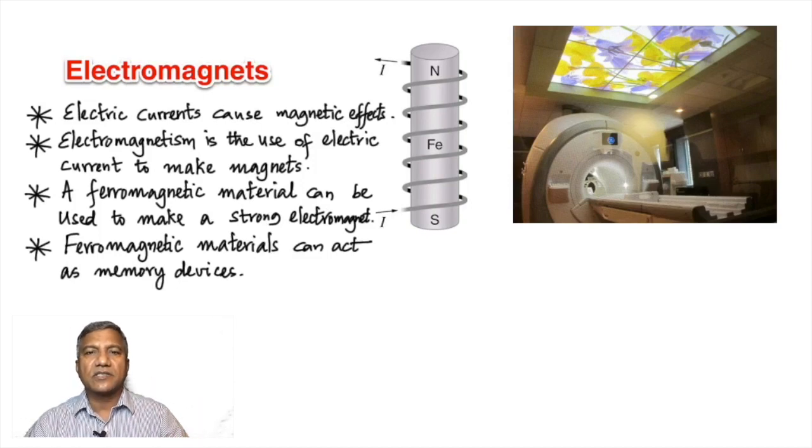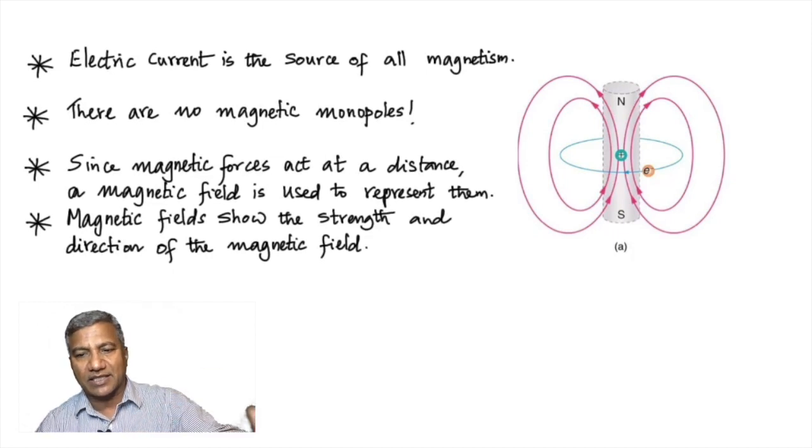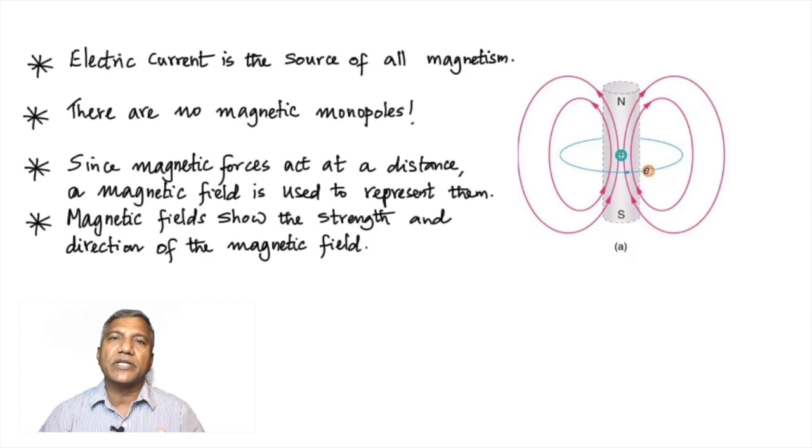And continuing this discussion of electromagnets, understand that electric current is the source of all magnetism. In fact, magnetism is explained using electric currents. And I can't stress this enough, there are no magnetic monopoles. And since magnetic forces act at a distance, just like we did with electric charges where we had electric fields, with magnets you're going to have magnetic fields.